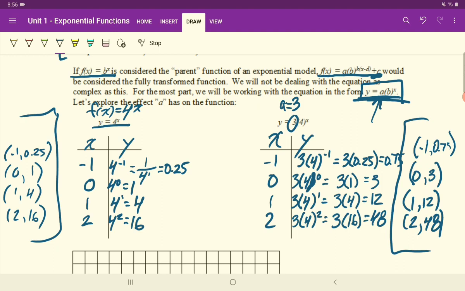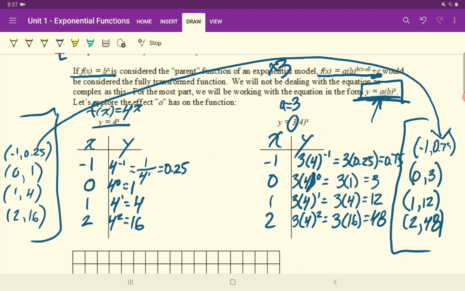Can you figure out the pattern of what happened to these y values? How did we go from here? What did we do to go from 0.25 to 0.75? And then from 1 to 3, and then from 4 to 12, and then 16 to 48. I think you probably have noticed that we multiplied those y values by 3, which makes sense, right? Because our a value was 3. So we basically just tripled all of our answers. Our x's stayed the same, but our y's were multiplied by 3.